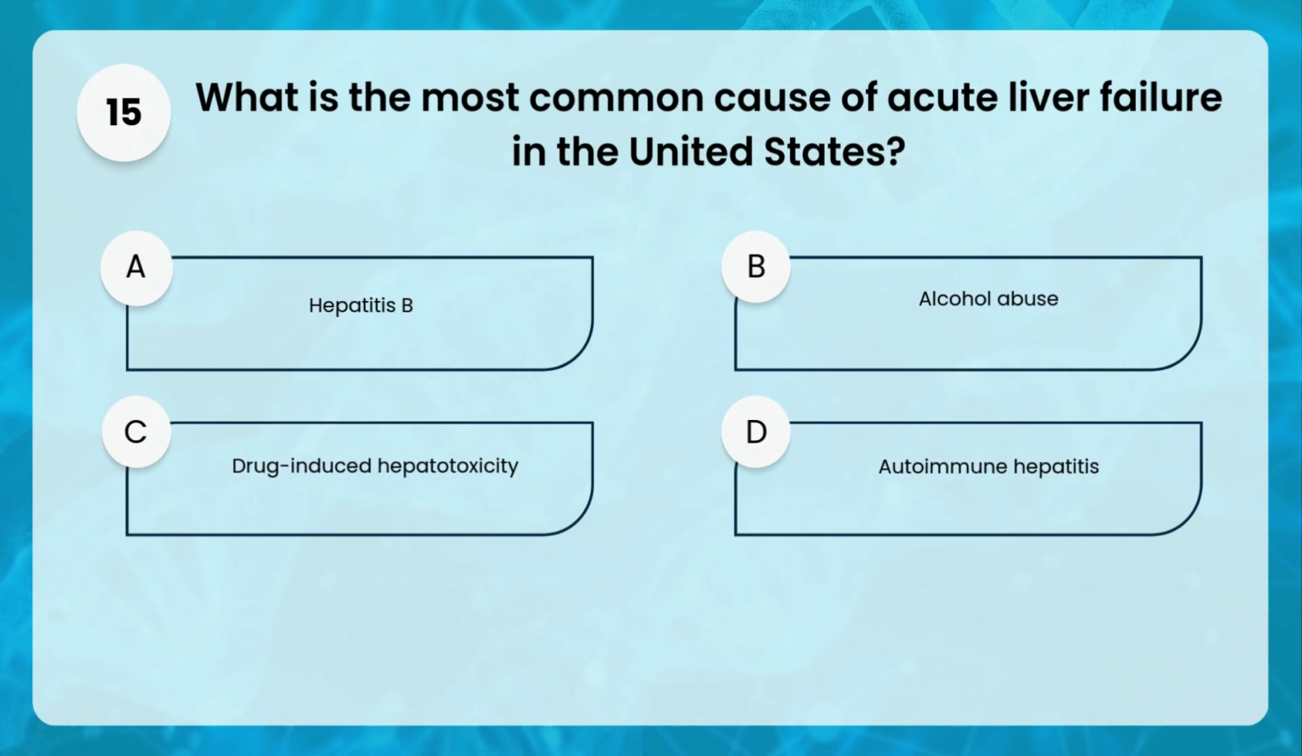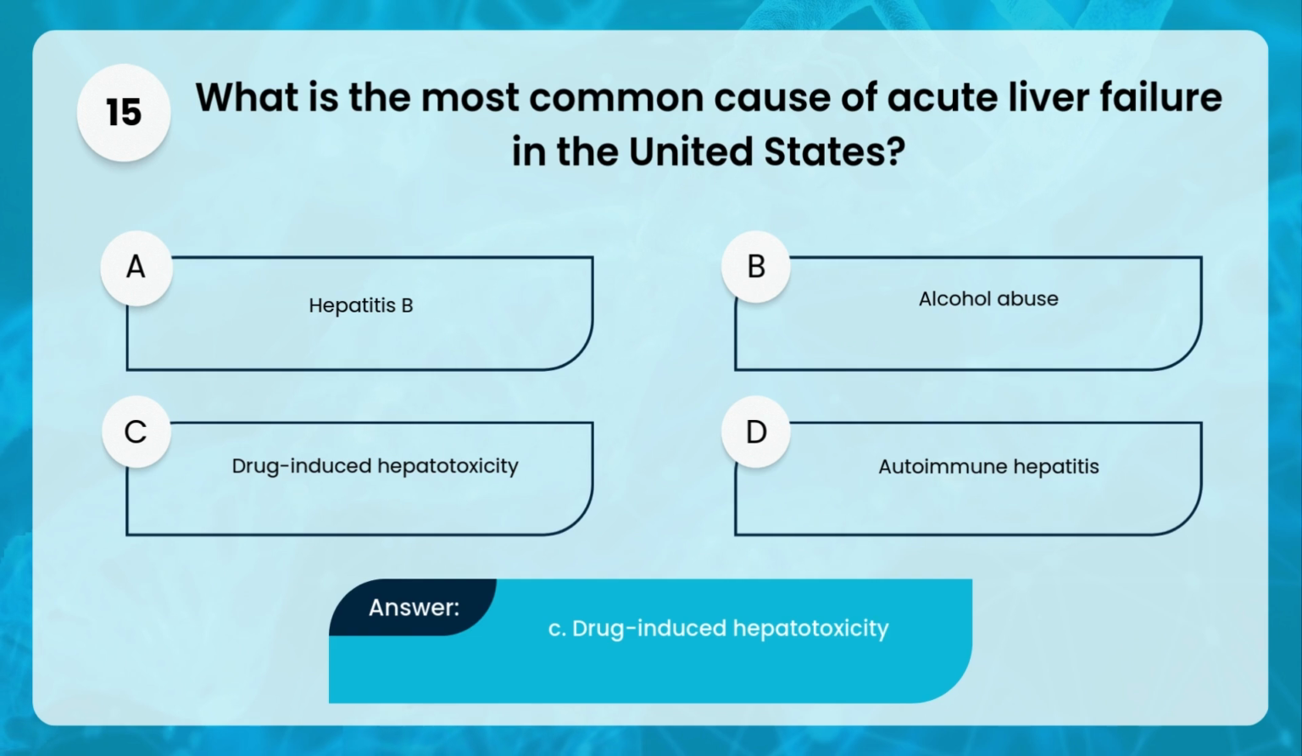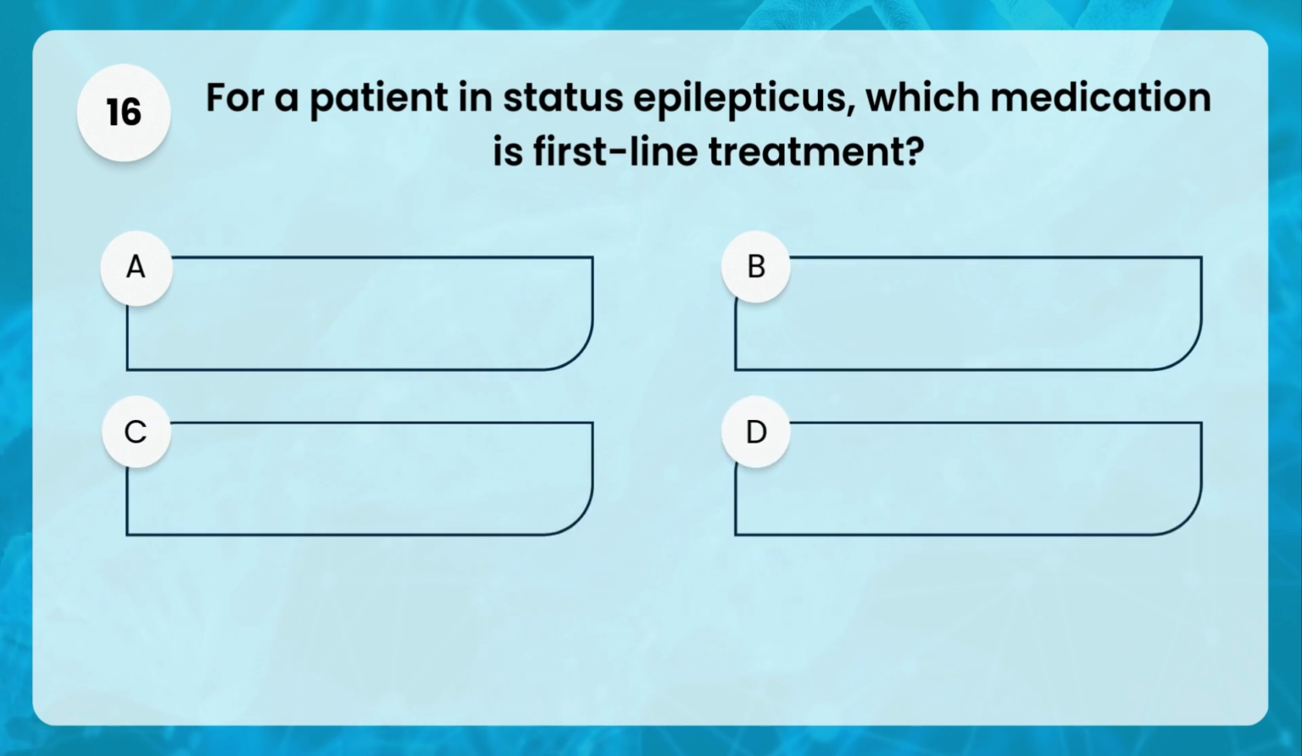Number 15. What is the most common cause of acute liver failure in the United States? A. Hepatitis B. B. Alcohol abuse. C. Drug-induced hepatotoxicity. Or D. Autoimmune hepatitis. The answer is C. Drug-induced hepatotoxicity.